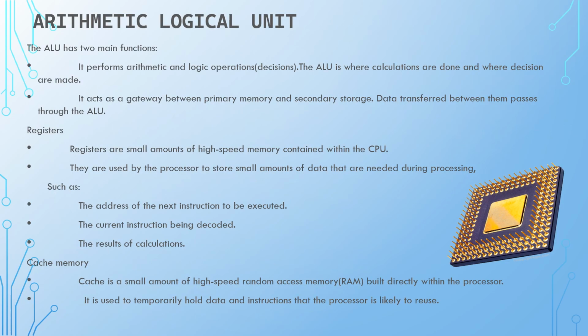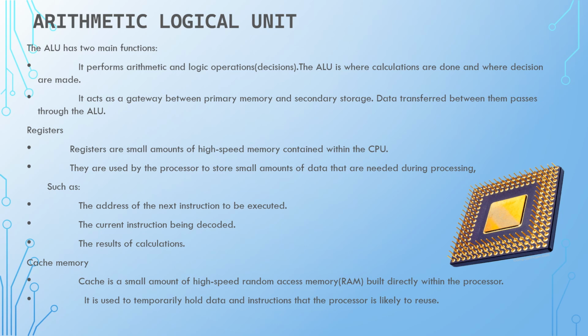After that, arithmetic logic unit. The arithmetic logic unit has two main functions. It performs arithmetic and logic operations. The ALU is where calculations are done and where decisions are made. It acts as a gateway between primary memory and secondary storage. Data transferred between them passes through the ALU.